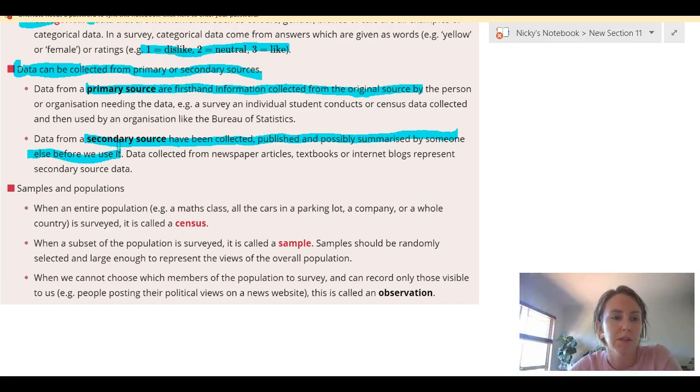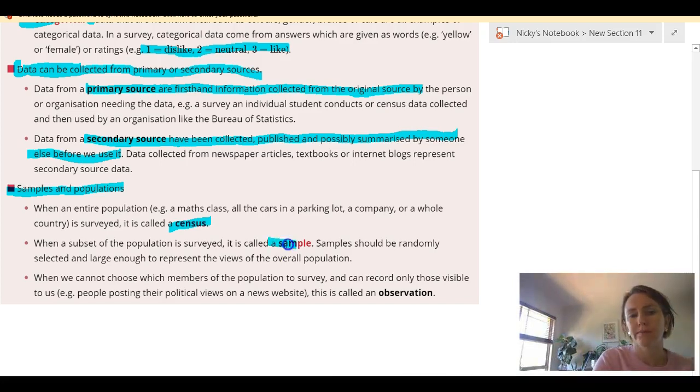Okay, a few more words to go. So we have samples and populations. When an entire population, so all of a group of something, is surveyed, we call that a census. So we've also used the word census when we gather information as an Australian society, and the reason why we call it a census there is because all of the Australian population is filling it out, or someone in your family is on your behalf.